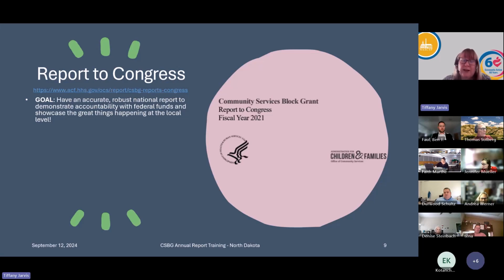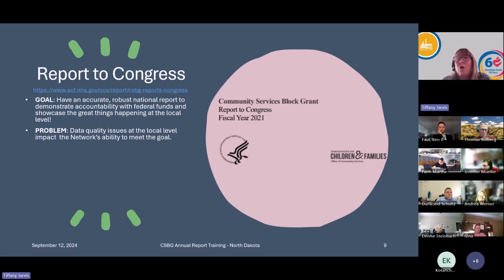Because there's some great things happening out there and we want to celebrate those and highlight them. So that is our goal. And so when you submit data, your data feeds into the state data. The state's data feeds into the national data. And you may not think as an individual agency you would have much impact on the federal report, but you really do. Sometimes, other times, it's a collection of multiple agencies that unfortunately lead into data quality issues. So it's very important to understand that data quality issues at the local level does actually impact the network's ability to meet its goal on the national level.